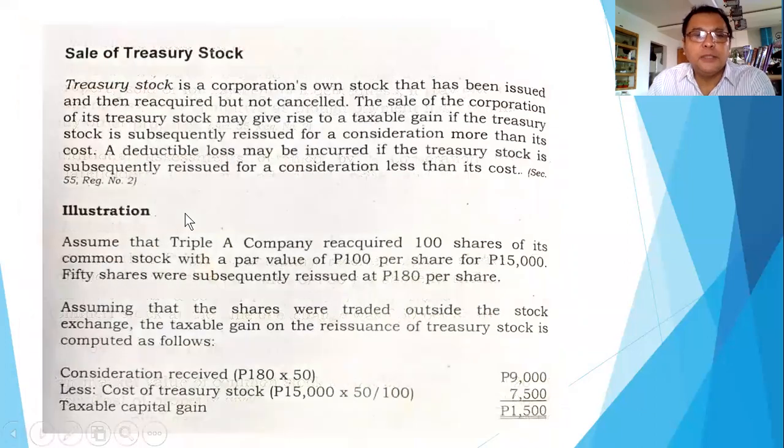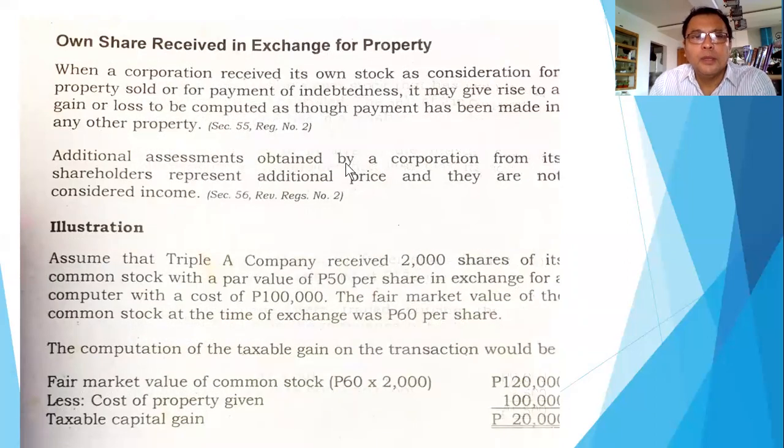So additional assessments obtained by a corporation from its shareholders represent additional price, and they are not considered as income. To illustrate this own share received in exchange for property, assume that AAA company received 2,000 shares of its common stock with a par value of 50 pesos per share in exchange for a computer with a cost of 100,000 pesos. So the corporation here has a computer and it's going to sell it. And instead of receiving cash, it received its own shares.